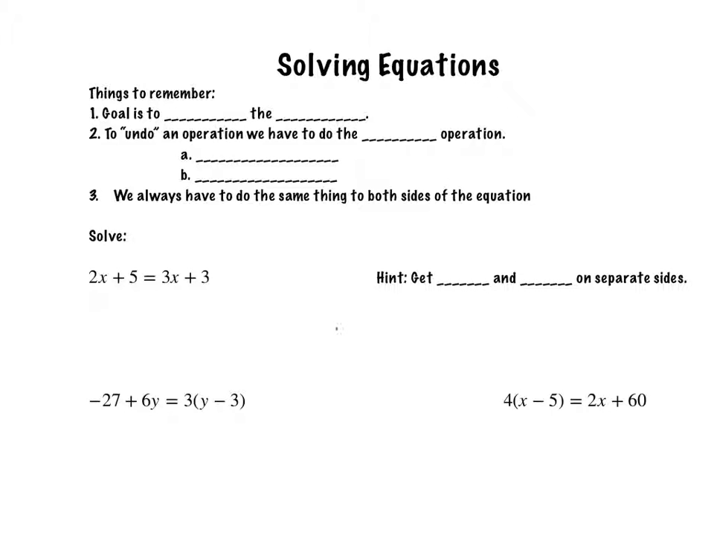Just remember when we solve these, our goal is always to isolate the variable. So we always want to get the variable. That is our goal 100% all the time. We do that by undoing things to get that variable alone. So we just want to undo the inverse operation, the opposite operation, to do that.